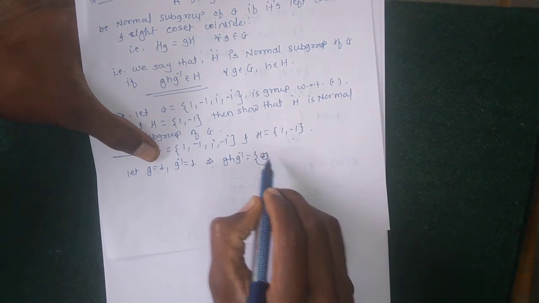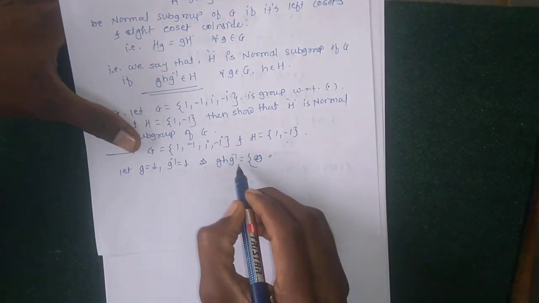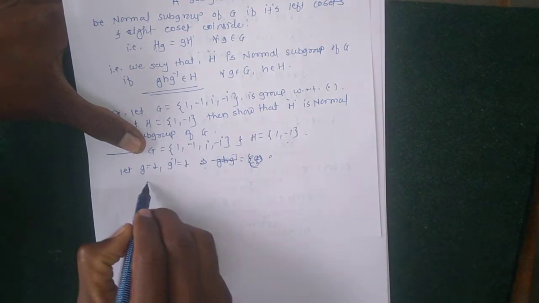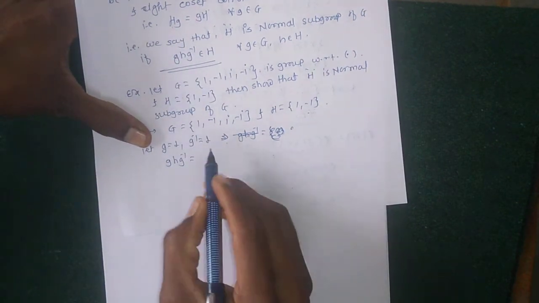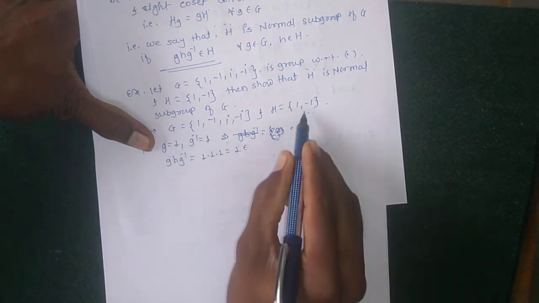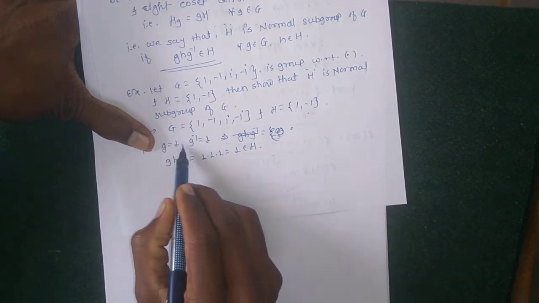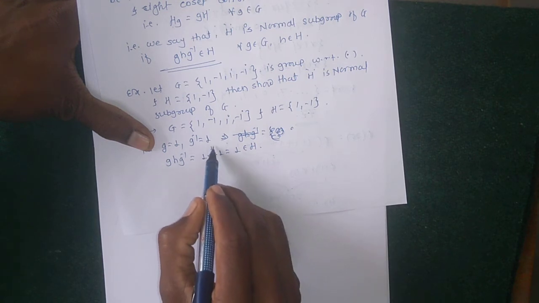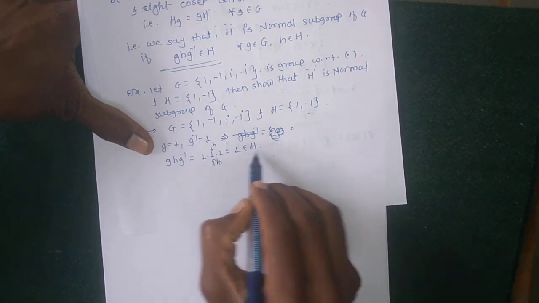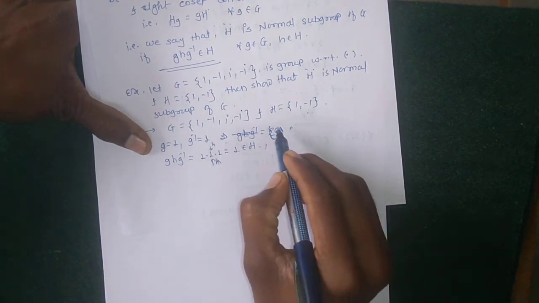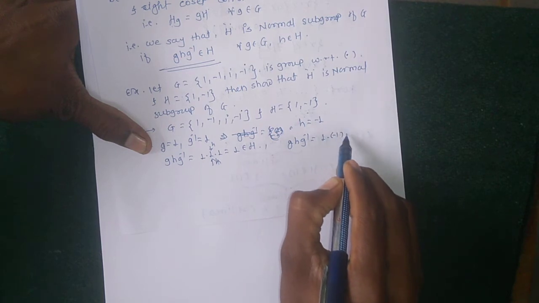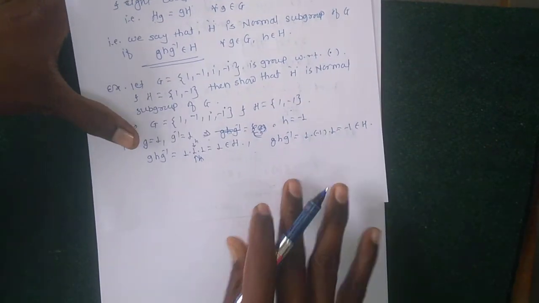Here h belongs to this set. If g equal to 1, then g h g inverse equals 1 times h times 1, equal to h, and this belongs to H. For h equal to 1, we get 1 times 1 times 1, which is 1, and 1 belongs to H. Similarly, if h equal to minus 1, then g h g inverse equal to 1 times minus 1 times 1, equal to minus 1, and this also belongs to H.